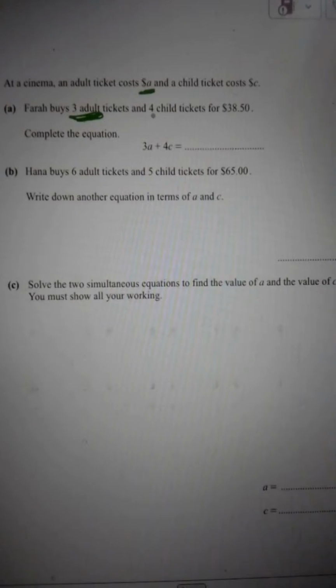Plus, in addition to that, the cost of the 4 child tickets he bought, where the cost of each is C. So 4C will be the cost: 4 multiplied by C, and 3 multiplied by A. So 3A plus 4C is equal to the total cost, which is given as $38.50. We can write the dollar symbol here, or if we don't write it, that is okay, because this will be used in solving.